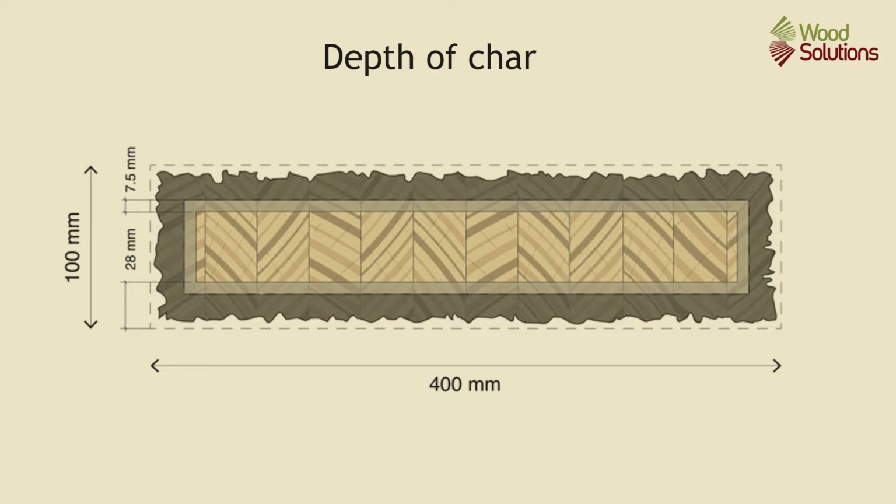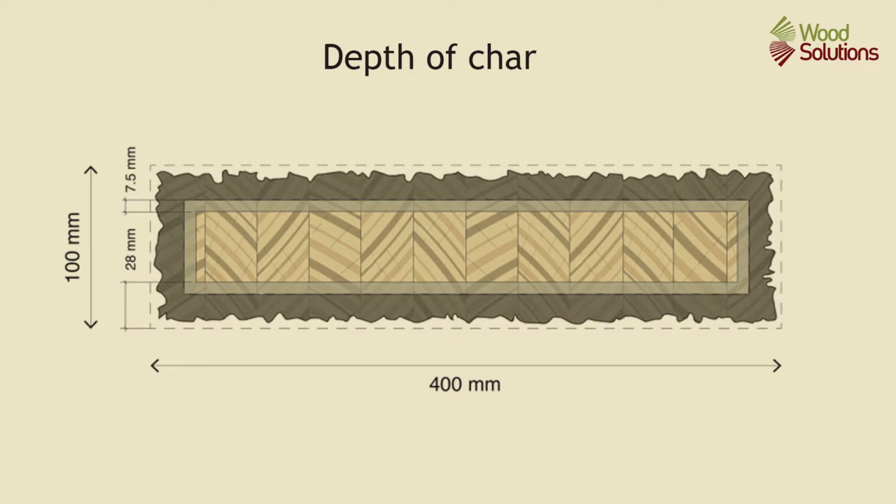So after 30 minutes in a fire, the effective thickness left of the beam will be the original 100 millimetres minus 28.5 millimetres twice, that's once for each side. This gives us 43 millimetres of solid timber remaining on the beam after 30 minutes in a full building fire.